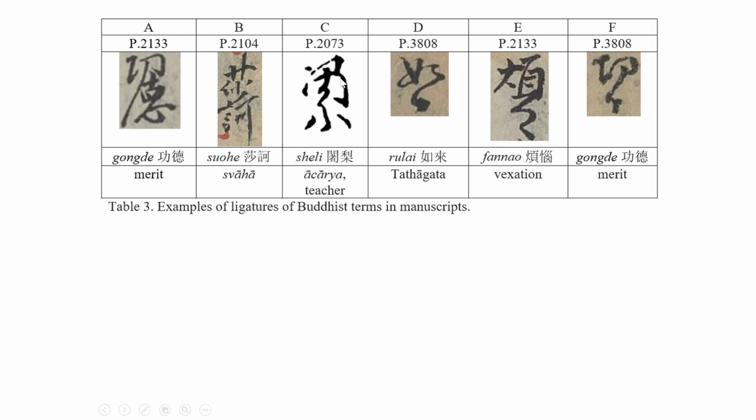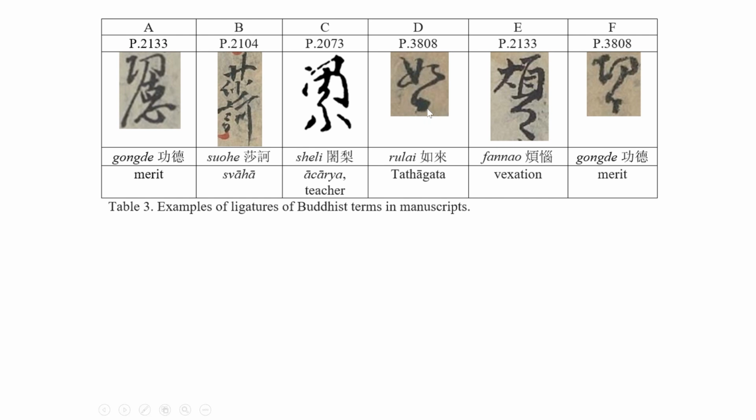And here's another example for the word acharya, teacher, and the Chinese word is sheli, and then they're written together and also in a kind of cursive way, abbreviating part of the character. Now, another example is the word for tathagata, Rulai, and in this case, it's kind of more like an abbreviation because the context makes it very clear what the character is. And so it's possible to write it this way.